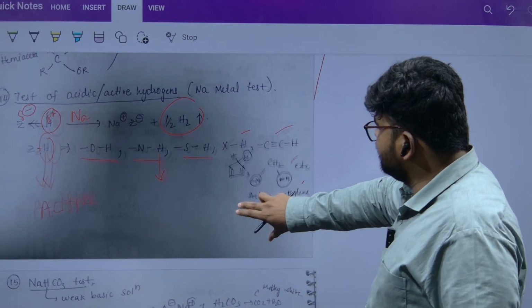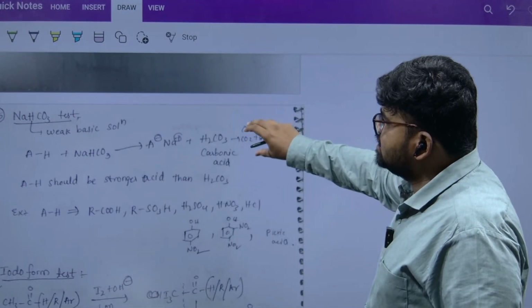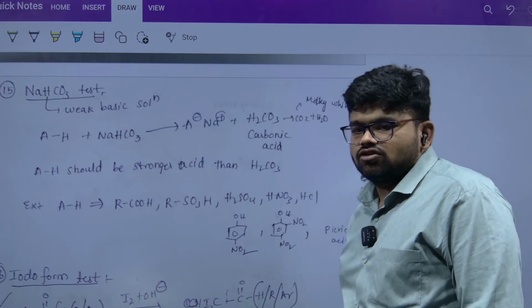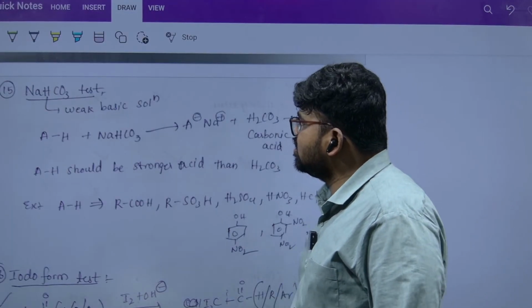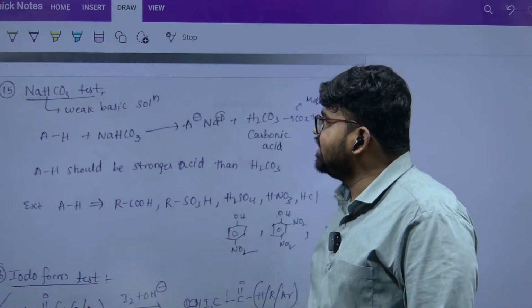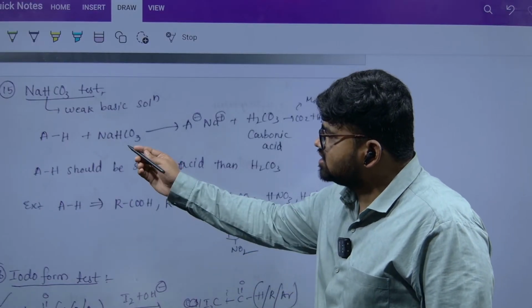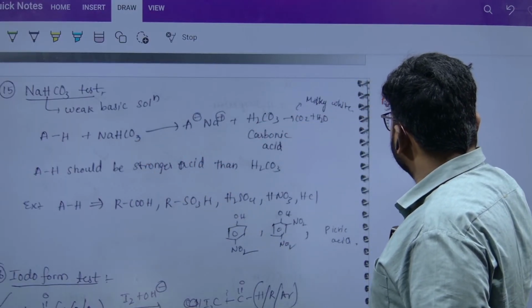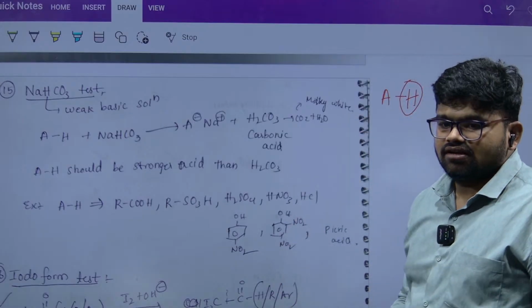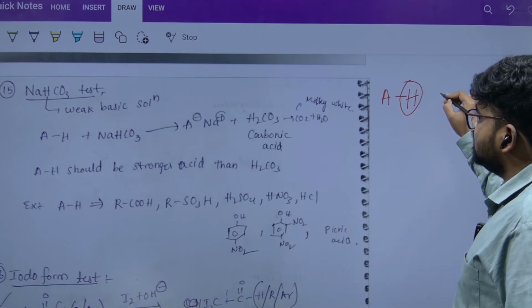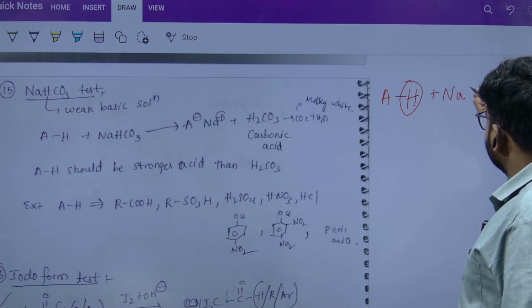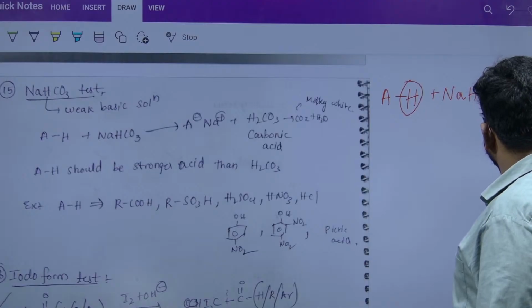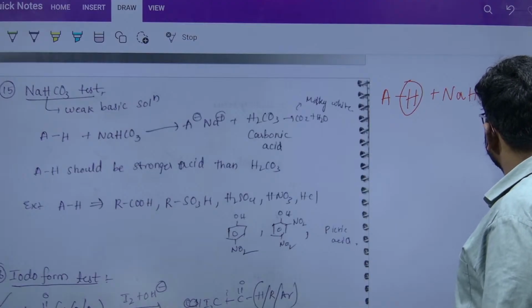So for that, examples I have given here. Next test is the sodium hydrogen carbonate test, or sodium bicarbonate test. Sodium bicarbonate is a weak basic solution, and this reaction we have discussed 100 times. For example, AH is a compound with a reaction, this is the hydrogen. When this reaction is possible, for example, if it reacts with NaHCO3, it should finally form A and Na plus A minus, and along with this one, carbonic acid.